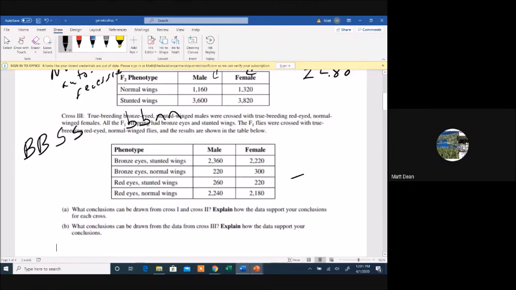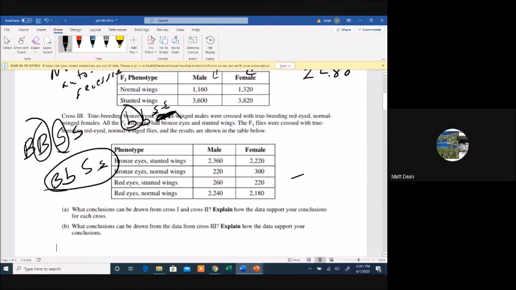All F1 offspring had bronze eyes and stunted wings. Well, that would make sense because every offspring should get a big B from dad, a little b from mom, a big S from dad, and I use the N's here, these should be S's, and a little s from mom. So that should be the phenotype for every offspring in the F1, and that would be bronze and stunted wings. So that makes sense. That goes with what we said in crosses 1 and 2.